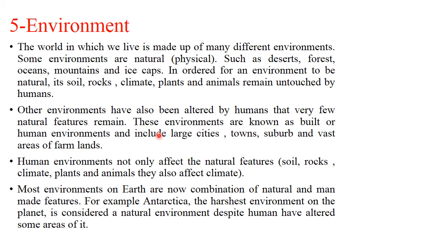These environments are known as built or human environments and include large cities, towns, suburbs, and vast areas of farmland. Human environments not only affect the natural features, soil, rocks, climate, plants, and animals, they also affect climate. Most environments on Earth are now a combination of natural and man-made features. For example, Antarctica, the harshest environment on the planet, is considered a natural environment despite humans having altered some areas of it.